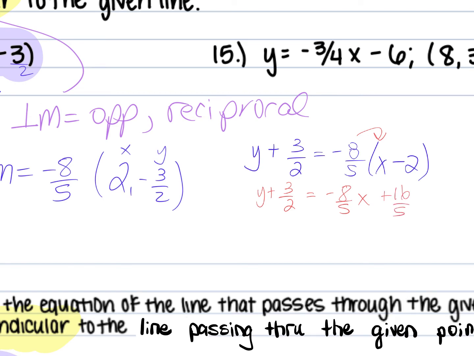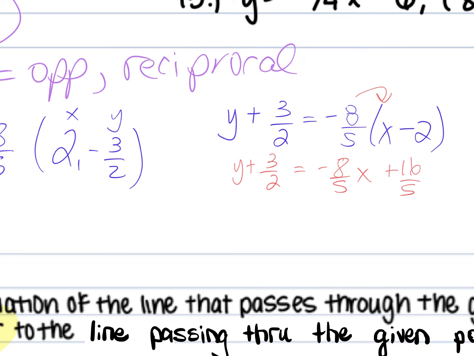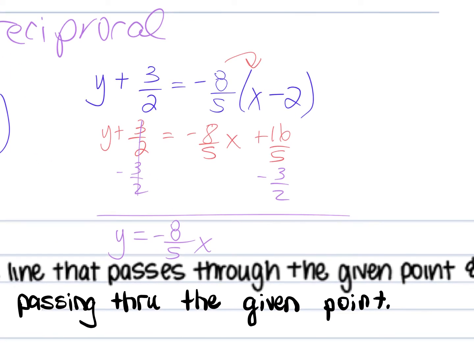And then what is the last thing I need to do? What's my last thing? Subtract 3 over 2, right? So minus 3 over 2, minus 3 over 2. So y'all, I need a common denominator. Y equals negative 8 over 5x. What's a common denominator between 5 and 2? 10. Perfect. So 2 times what gives me 10? 5. 2 times 5 on the bottom, so 5 on top.